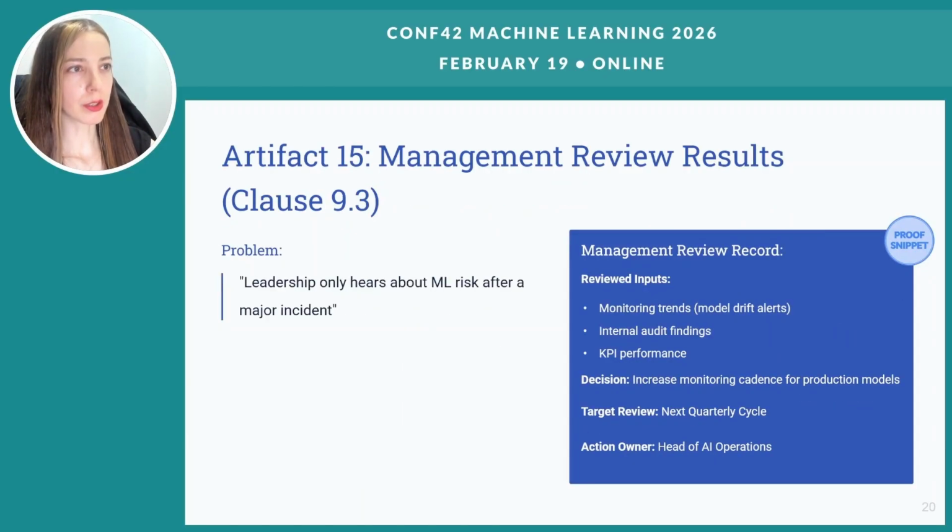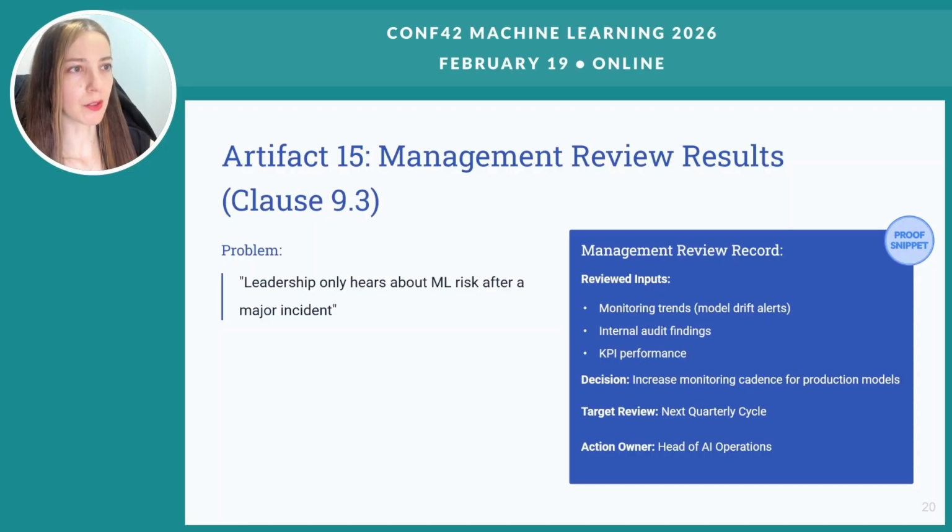9.3 Management Review. Management review records demonstrate that monitoring results, internal audit findings, and AI objectives are actively reviewed by leadership. These discussions lead to decisions about priorities, resources, and strategic direction. This is how AI governance moves from reactive to strategic and intentional.